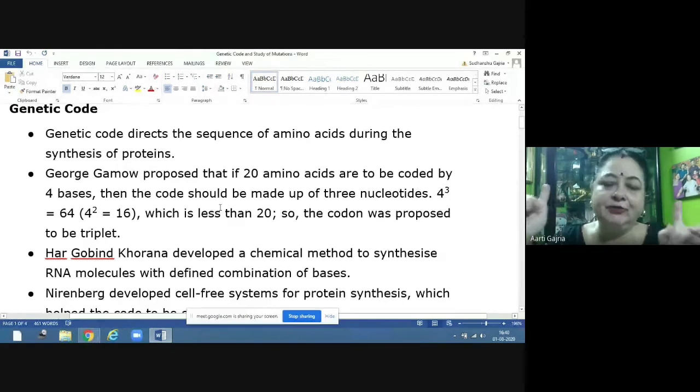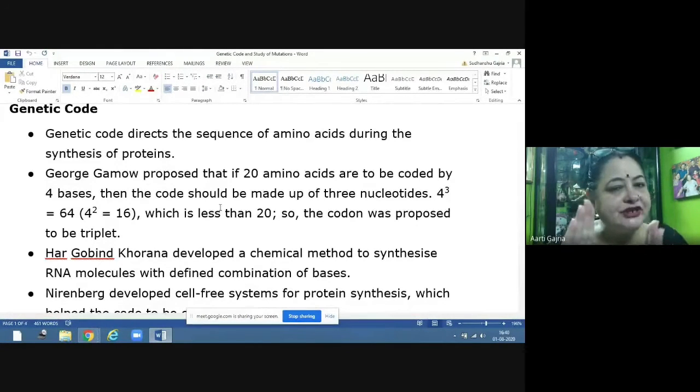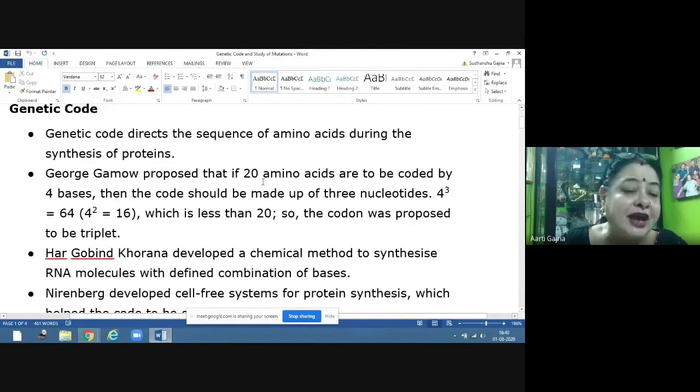Now, George Gamow was the scientist who proposed that total 20 amino acids are there, and with those 20 amino acids, all proteins are formed. For example, there are 26 alphabets in English, but whole words and whole sentences are formed from those 26 letters. Similarly, in chemistry, 20 amino acids are present, and from these 20 amino acids, all proteins are formed by different combinations. Clear?